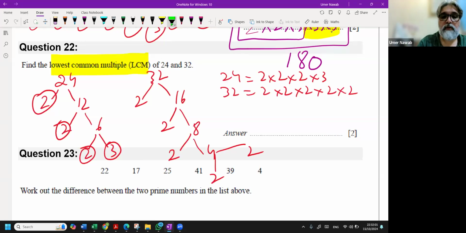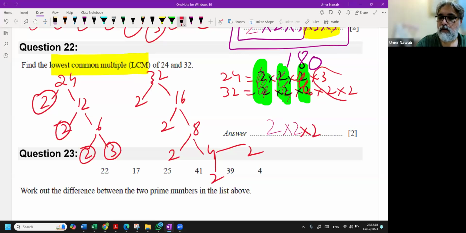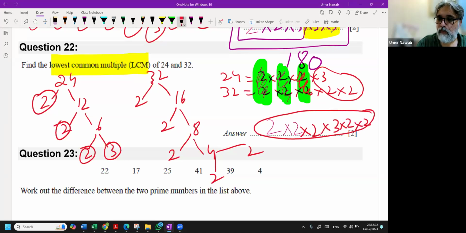Now start making pairs. Cross, pair, cross, pair, cross. Now these are the remaining numbers. I have to copy them. Now when you multiply them all together, that will give you 96.